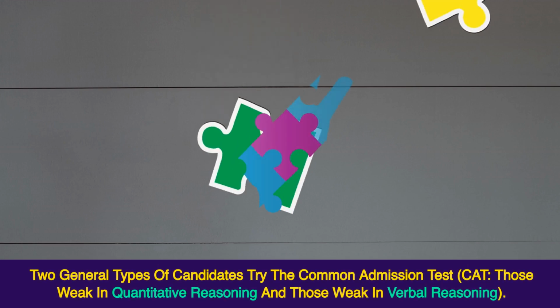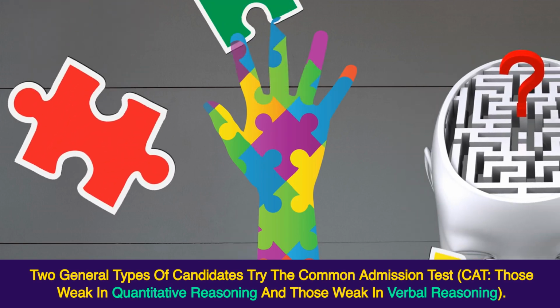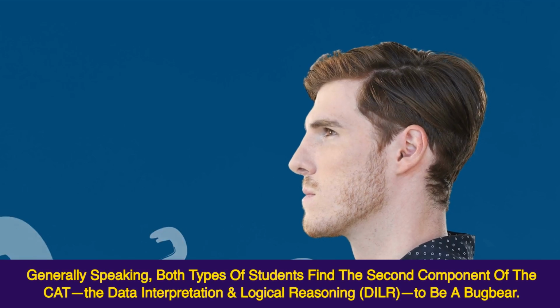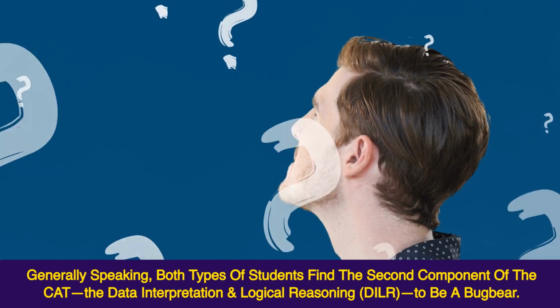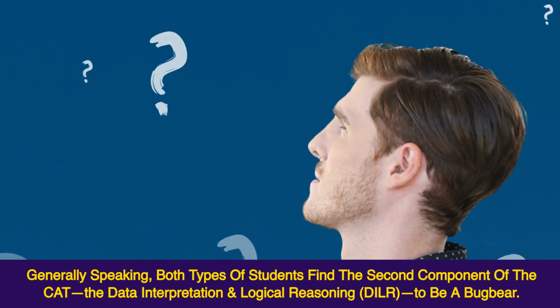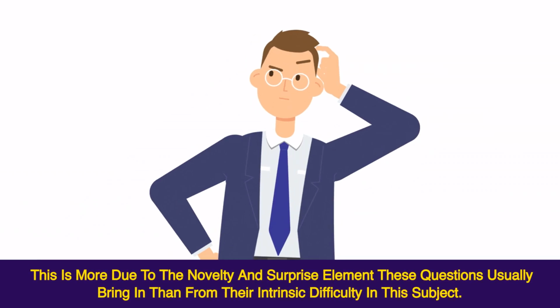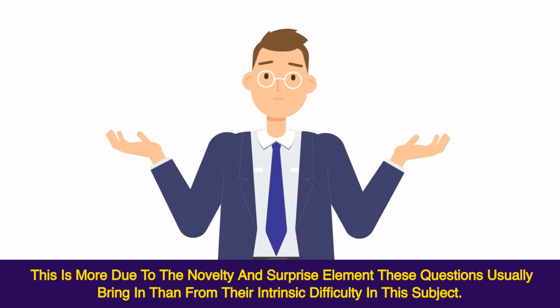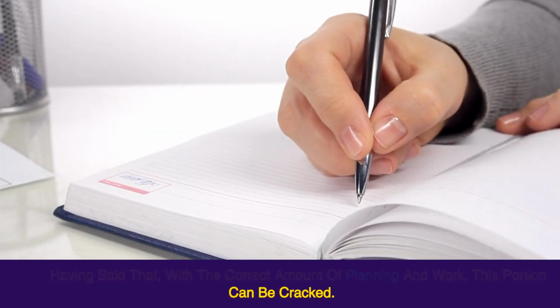Two general types of candidates try the Common Admission Test, CAT: those weak in quantitative reasoning and those weak in verbal reasoning. Generally speaking, both types of students find the second component of the CAT, the Data Interpretation and Logical Reasoning, DILR, to be a bugbear. This is more due to the novelty and surprise element these questions usually bring in than from their intrinsic difficulty in this subject. Having said that, with the correct amount of planning and work, this portion can be cracked.